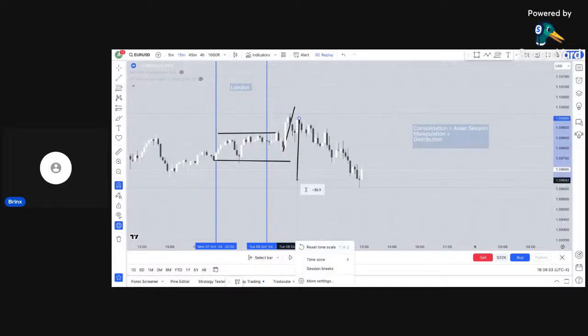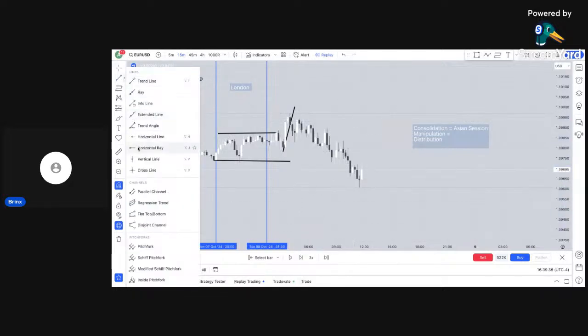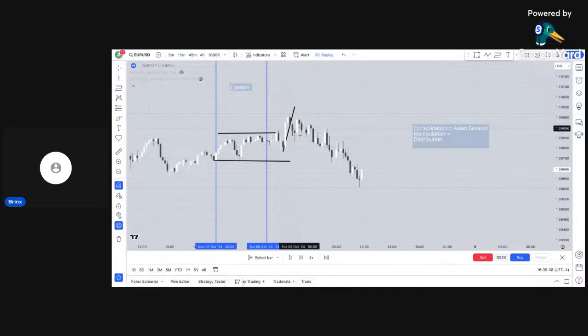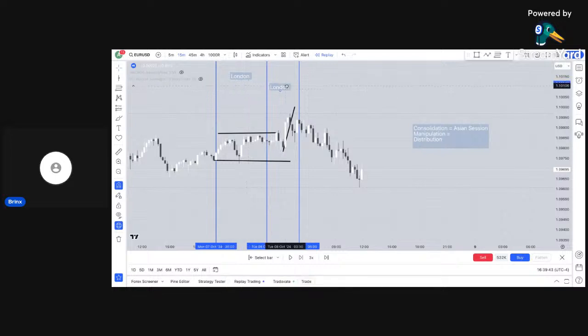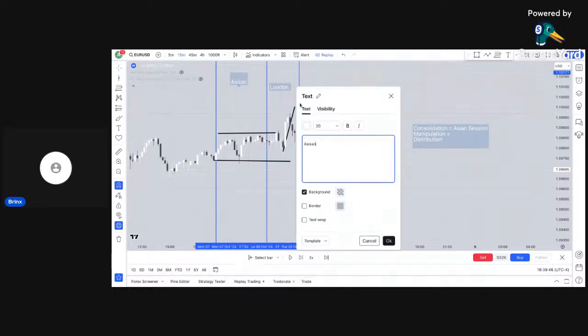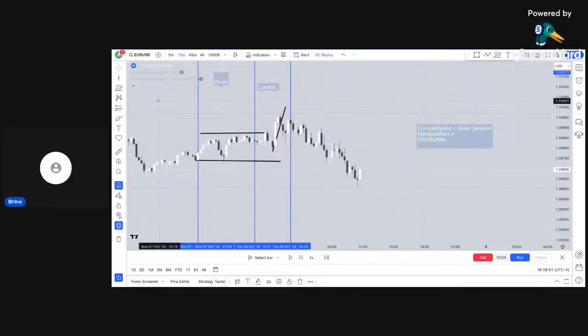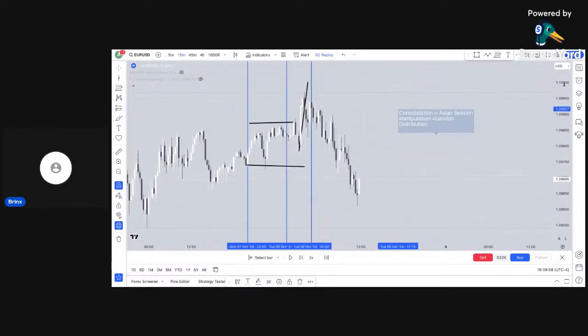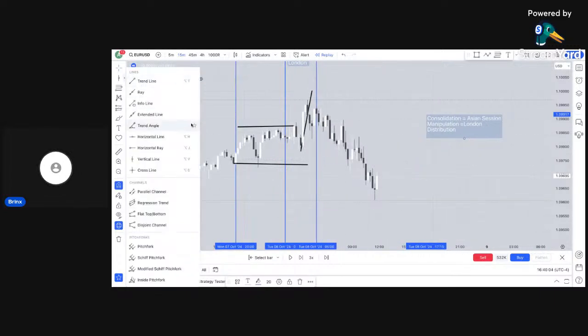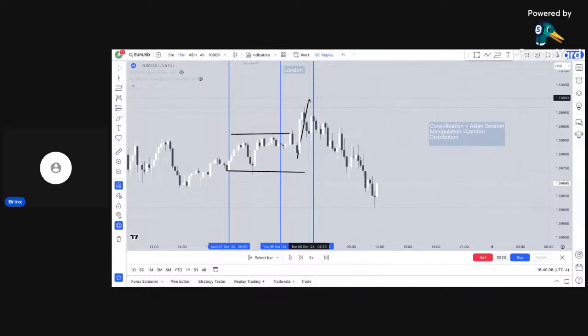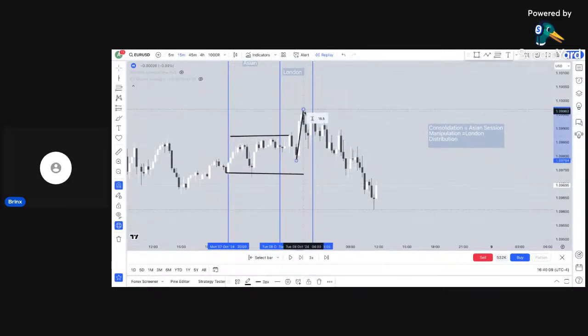Let me draw this line here. 2 to 5 a.m. I'm going to clone this. Sorry, I wrote London when I meant Asian. Sorry. This is really where the majority of our manipulation is going to occur. And what I mean by manipulation is you're going to hear it referred to as manipulation or a false move against the trend, right? So I'm just going to draw this on here.